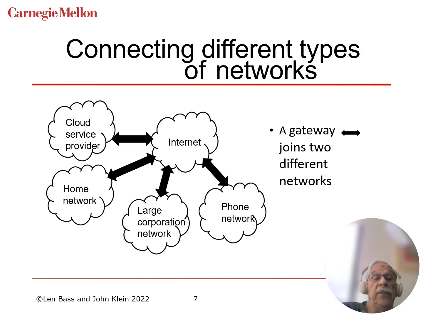And pictorially, how does this work? There are all kinds of networks. There's the cloud, the network the cloud provider provides. There's the network in your home. There's the network in your corporation or university. There's the phone network, and they're all pieces of the internet, connected through the internet. And so then, you see a gateway connecting these things.